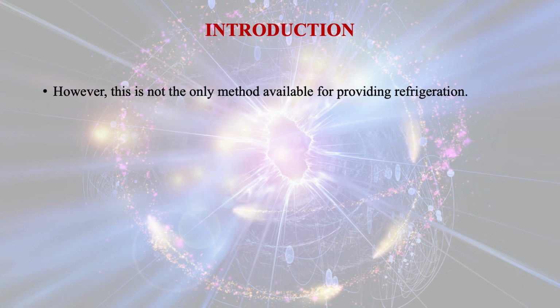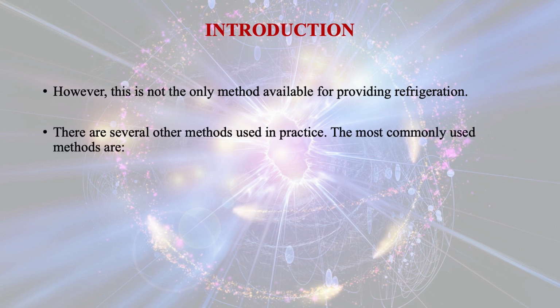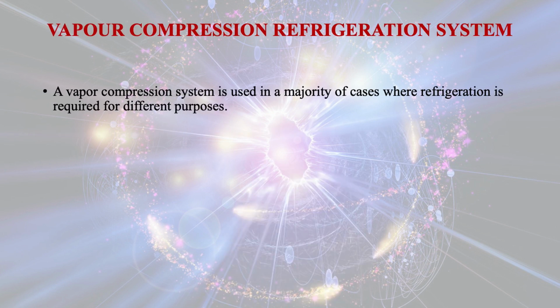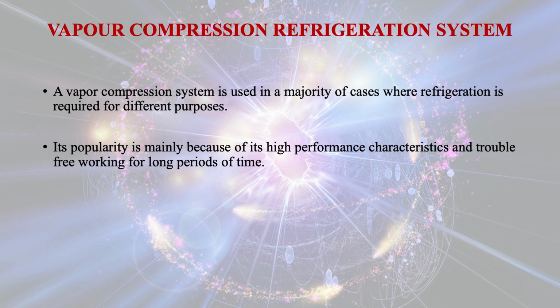However, this is not the only method available for providing refrigeration. There are several other methods used in practice. The most commonly used methods are the vapor compression refrigeration system, gas compression refrigeration system, vapor absorption refrigeration system, and steam jet refrigeration system. A vapor compression refrigeration system is used in a majority of cases where refrigeration is required for different purposes. Its popularity is mainly because of its high performance characteristics and trouble-free working for a long period of time.